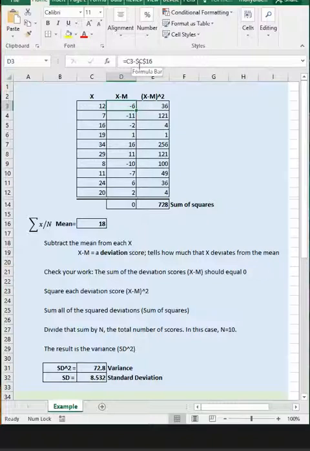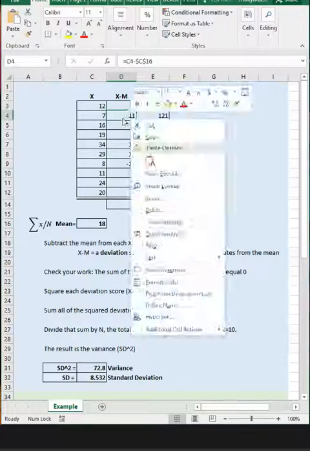Well, yeah, but what are these dollar signs doing in there? That makes this cell stay the same no matter where I copy this formula. So if I put a dollar sign before the column C and a dollar sign before the row 16, then this will always be this cell.